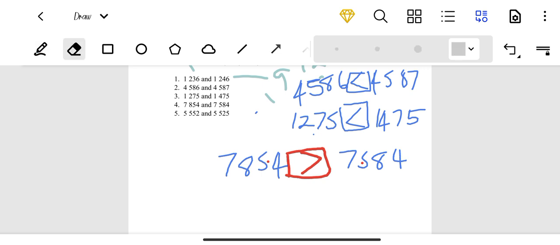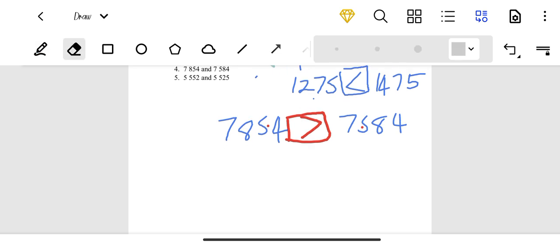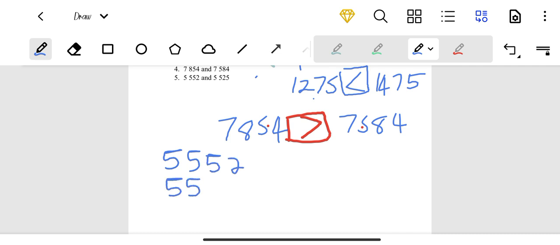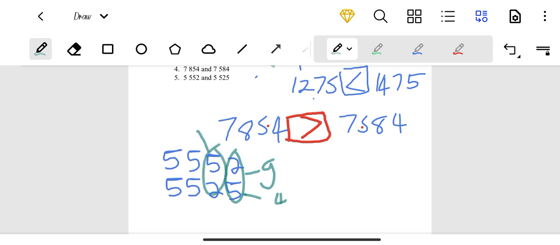So how am I going to put it? So let me just, yes, I still have space here. So let me just say 5, 5, 2, 5. Okay, that's 5, 5, 5, 2 and 5, 5, 2, 5. So what do I do? I check. This one is still greater. That one is less. Number 2, that one is greater. This one is less.